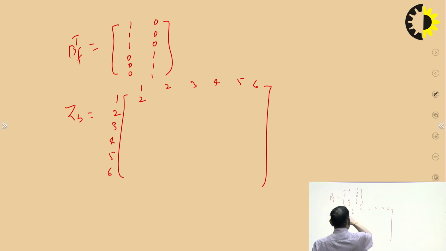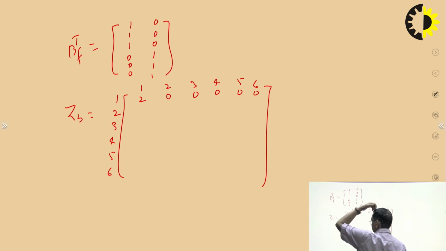Z12. So there is no coupling between branch 1 and branch 2, so it is 0. Z13 is 0. Z14 is 0, 5 is 0, 6 is 0, because off-diagonal elements are the mutual inductances.